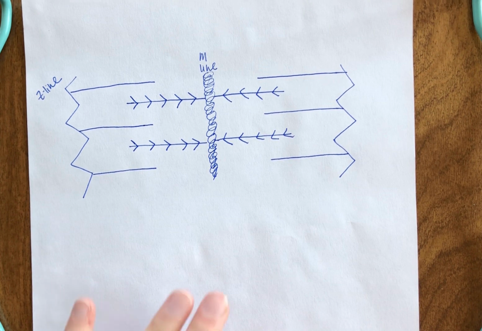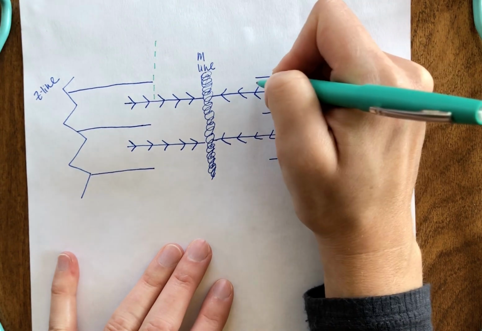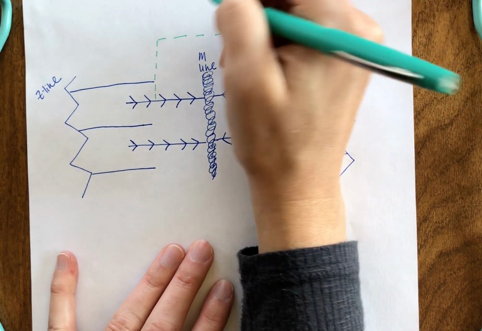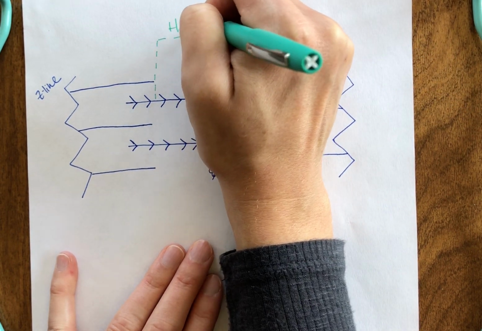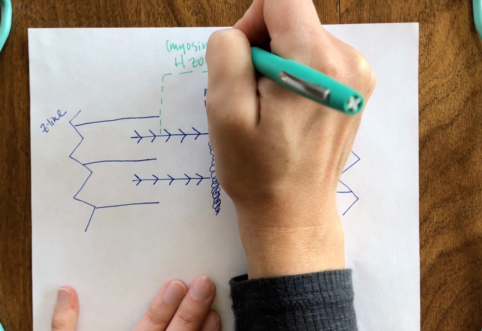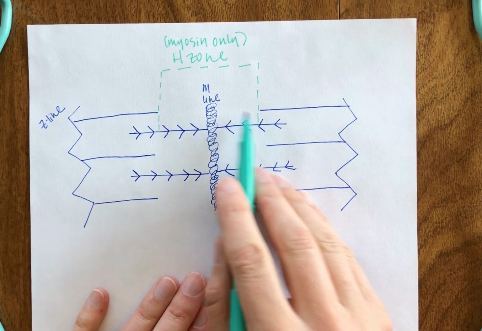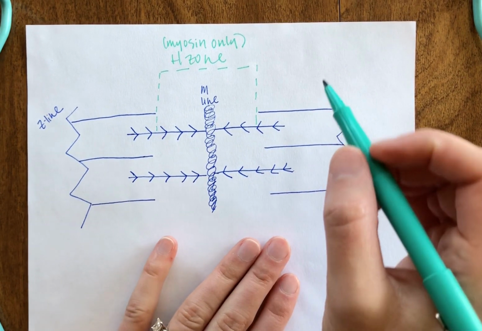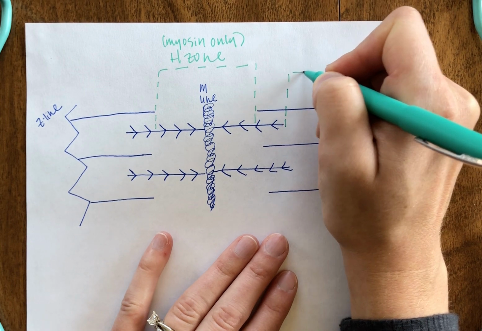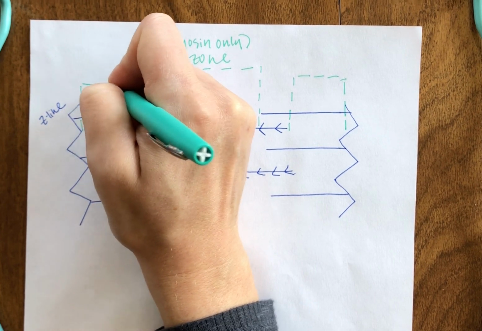All right, so first of all, if we go from here all the way up, this only includes myosin. That would be the H zone. The H zone is myosin only. So you can see it's where the ends of actin are, but it only includes myosin. Then we have a similar one over here where we only include actin, and we would have one on this side too because we've got actin on both sides.